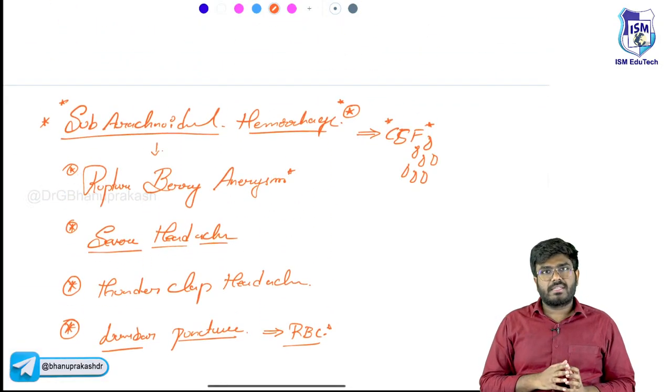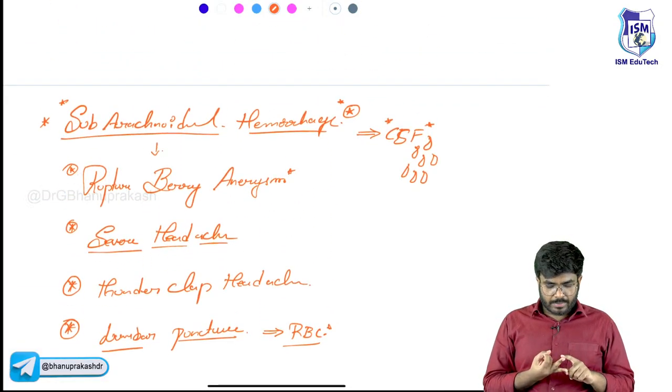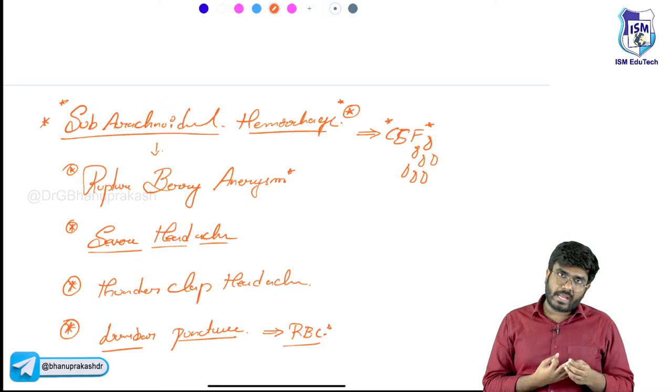See, how many types of hemorrhages are there? Epidural hemorrhage, subdural hemorrhage, subarachnoid hemorrhage. In epidural hemorrhage, the middle meningeal artery is affected. In subdural hemorrhage, bridging veins are affected. In subarachnoid hemorrhage, there is rupture of berry aneurysms.